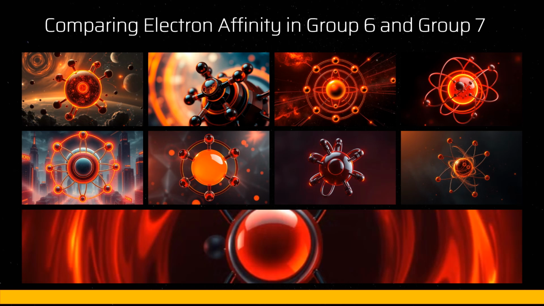To wrap things up, electron affinity plays a key role in understanding chemical reactivity and bonding. It's influenced by several factors, such as atomic size, nuclear charge, and the shielding effect of inner electrons. While periodic trends give us a useful guideline, we also need to keep in mind that there are exceptions. For example, fluorine's electron affinity is a little lower than expected. These exceptions remind us that atomic behavior can be more complex than it first appears.